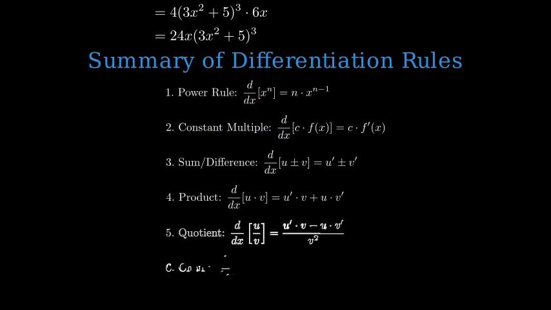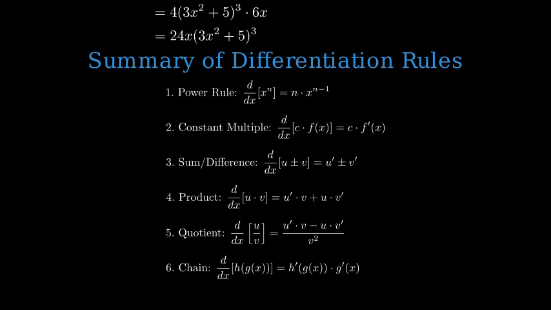1. The power rule. The derivative of x to the n equals n times x to the n minus 1. 2. The constant multiple rule. The derivative of a constant times a function equals the constant times the derivative of the function. 3. The sum and difference rule. The derivative of a sum or difference of functions equals the sum or difference of their derivatives.